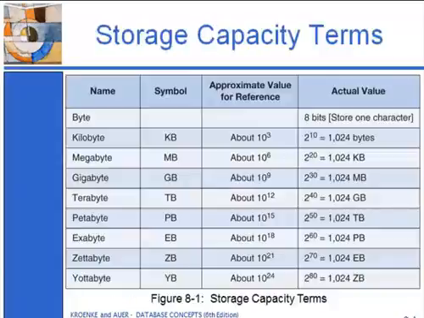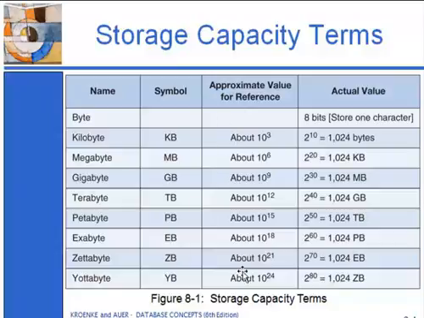Let's try to get some perspective on how much data is stored. Here's a list of storage capacity terms. Remember that a byte stores one character. Desktop computers today normally list their storage in gigabytes or perhaps even terabytes. When we get to petabytes, exabytes, zettabytes, and yottabytes, we get into very large numbers that are sometimes hard for people to understand.